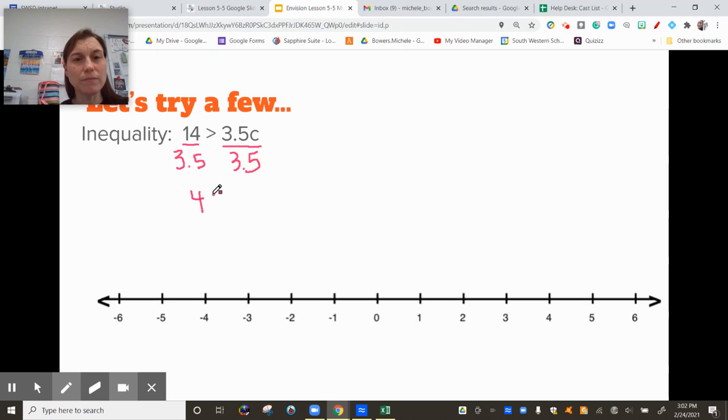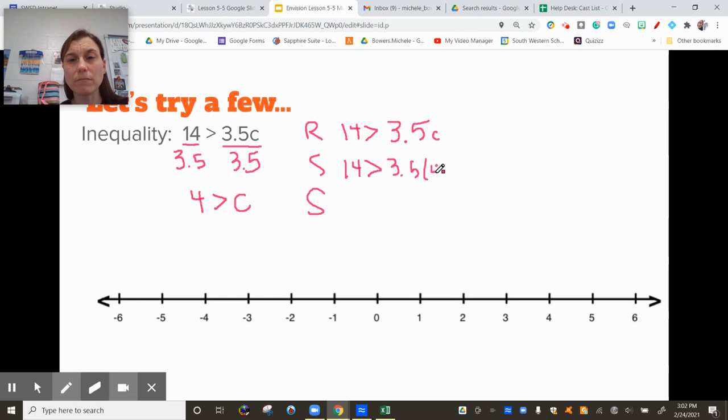I'm going to use this symbol for now, and I'm going to have c over here. So I have 4 is greater than c. And then I'm going to check, make sure that I have the correct solution, or the correct target number, which is 4. First I just write this. But when I do my substitution, make sure to copy everything as it was. And I get 14 is greater than 14.